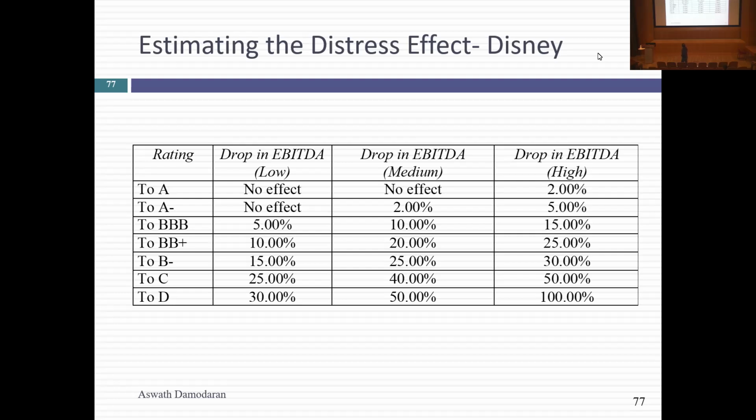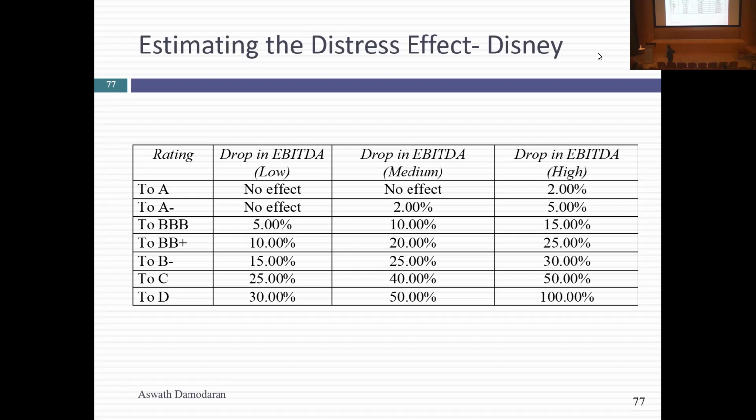So let's take a company with low indirect bankruptcy costs. You go to single A, not a big deal. It doesn't affect your operating income. A minus. Now, triple B, you're close enough now that there's going to be some effect. 5% drop. Double B plus, it becomes 10%. So basically what this will then become is as your rating changes, I go in and adjust your operating income. Your numerator is also changing in addition to your cost of capital. So when you think about valuation.